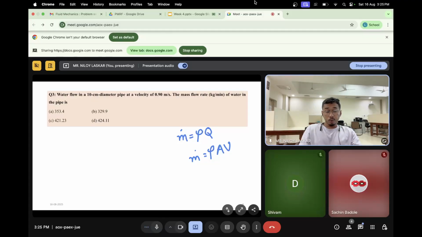Another point, please remember one thing. In any numerical problem, first try to convert the units. If something is given in millimeter and the answer is asked in meter, you have to convert each and every term into a single unit. If it is in meter, each and every term should be in meter. So please consider this point.